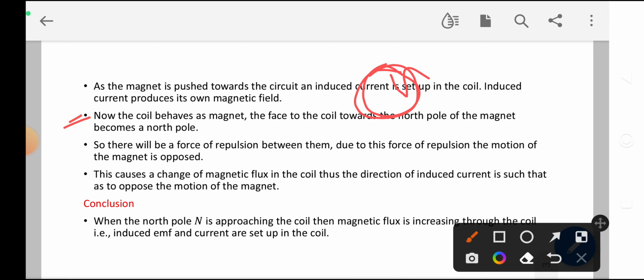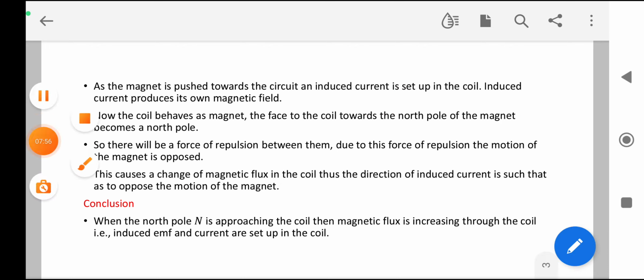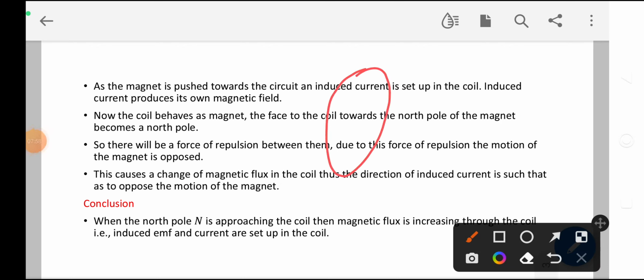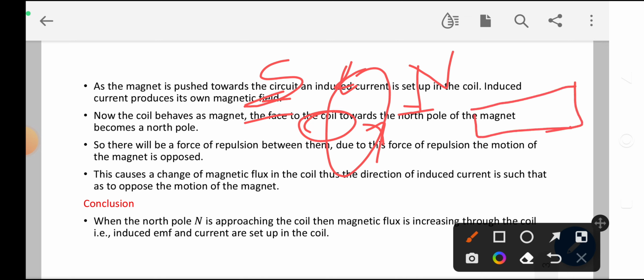The face of the coil towards the north pole of a magnet becomes a north pole. Okay, so see here once again, let it be a coil, and let this side be the face and this side the back. Let the current flow like this, and when the current flows like this, a magnetic field will form around it. This side south pole can form and this side north pole forms. Already the bar magnet is kept with the north pole towards the coil and the south pole away from the coil.